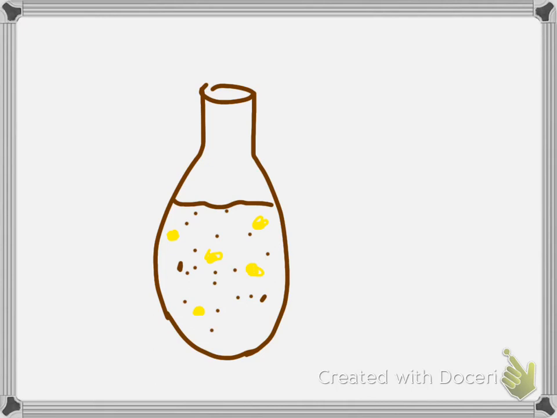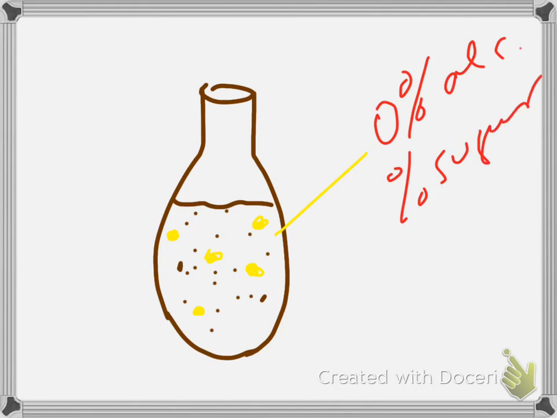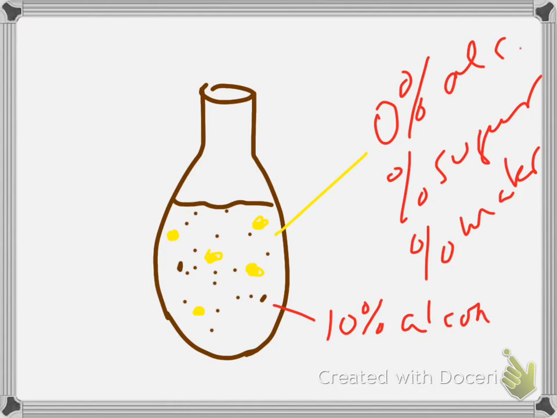Now, if you're brewing beer or wine, you let them go. But here's the thing. They're going to take this from 0% alcohol, and whatever percent sugar and whatever percent water, to about 10% alcohol, and that is enough to kill them all. They will literally poison themselves.